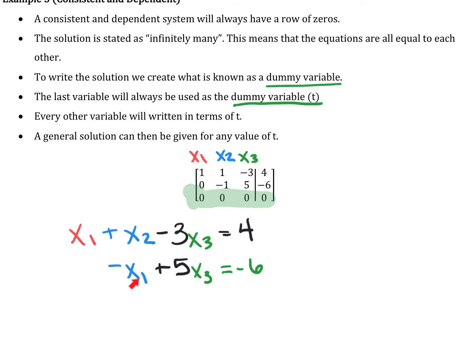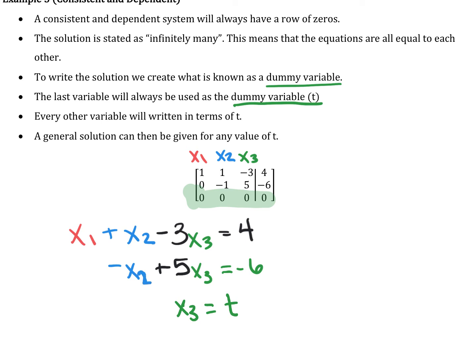Well, the problem is we only have 2 equations. So to make this work, what we always do is we're going to set that last variable x3 equal to a dummy variable, which we'll call t. So x3, the last variable, will always be equal to the dummy variable t. And in this case, we're going to write every other equation in terms of t. And so that means we're going to go back and plug in for x3, that t variable.